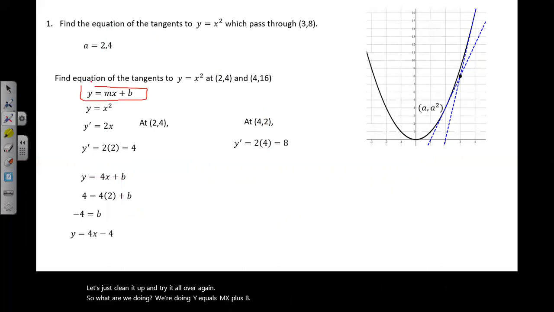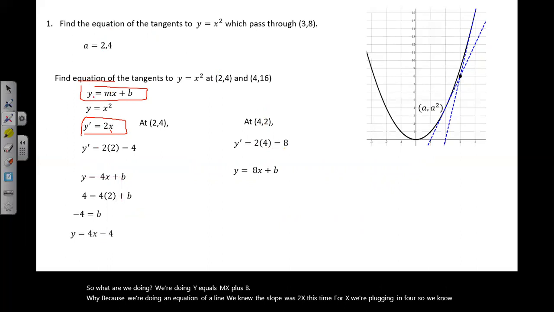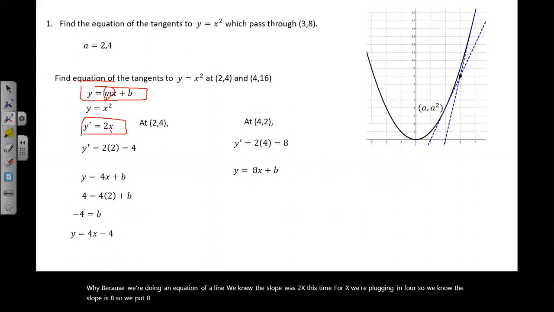Why? Because we're doing an equation of a line. We knew the slope was 2x. This time for x, we're plugging in 4. So we know the slope is 8. So we put 8 in for slope.